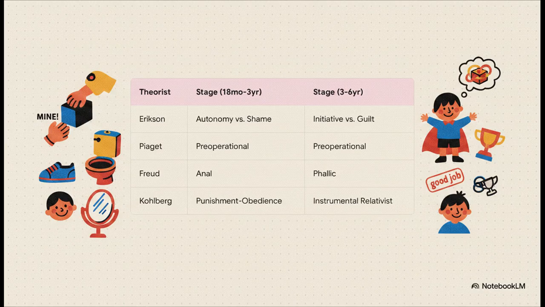Erikson calls this initiative. Cognitively, Piaget puts them both in the pre-operational stage, meaning their thinking isn't logical yet. And for Kohlberg, morality is simple.